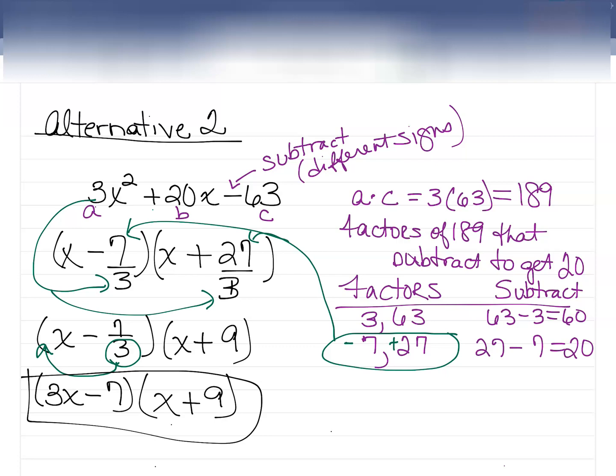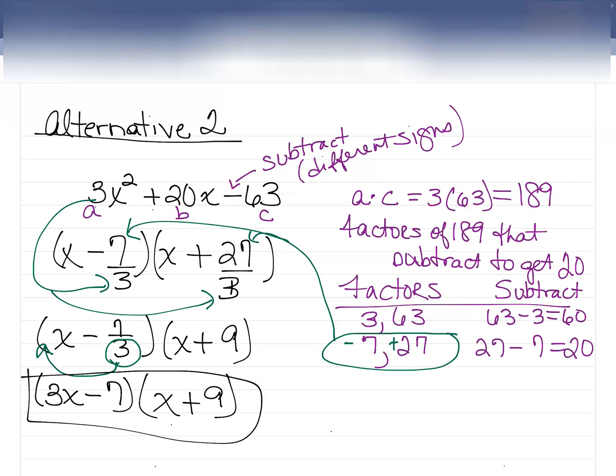Here we have another alternative to trial and error. It's kind of like a mixture of the trial and error and the AC method. And then there's another little added piece in there. So how it starts off is you take your A and you multiply by your C. A is 3, C is 63. 3 times 63 is 189.